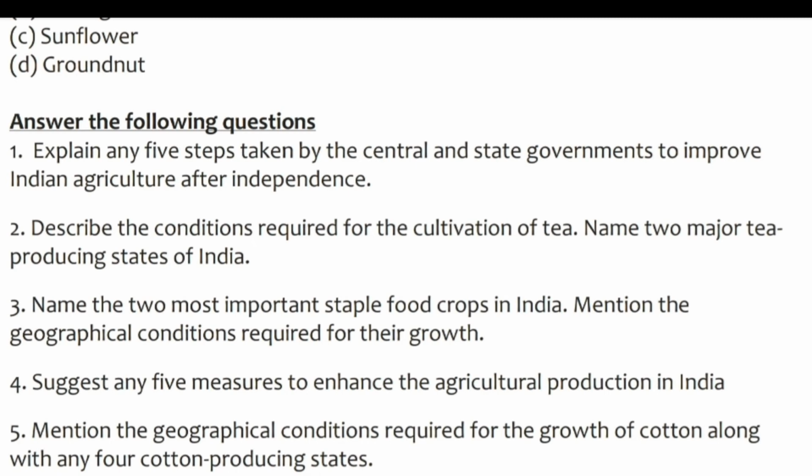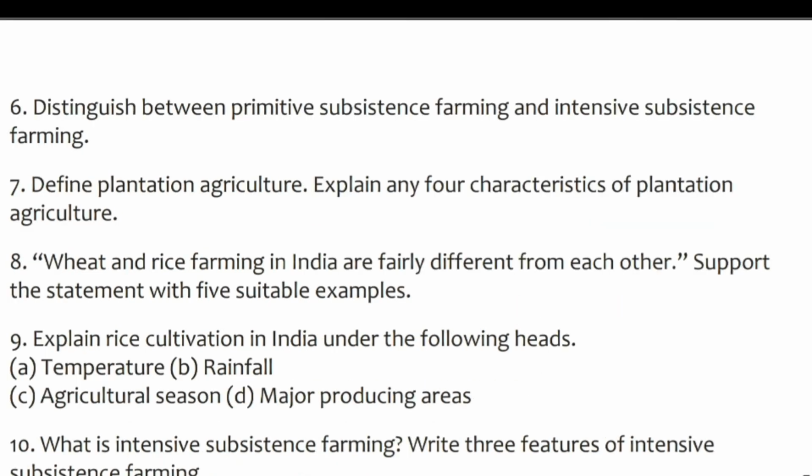4. Suggest any 5 measures to enhance the agricultural production in India. 5. Mention the geographical conditions required for the growth of cotton along with any 4 cotton producing states. 6. Distinguish between primitive subsistence farming and intensive subsistence farming.